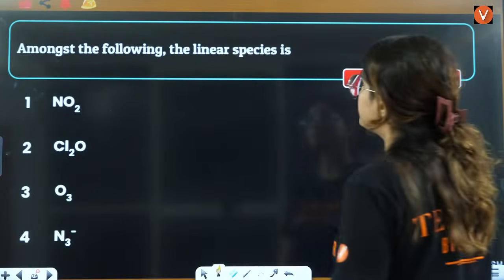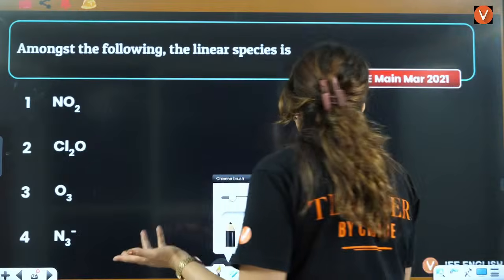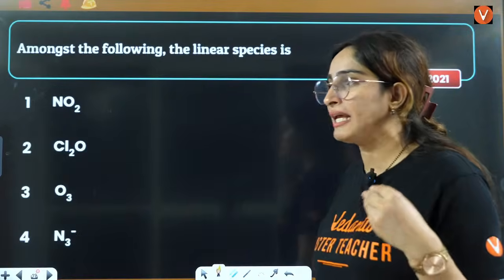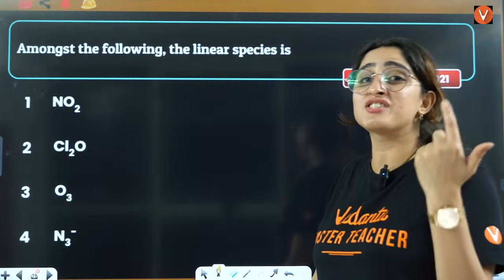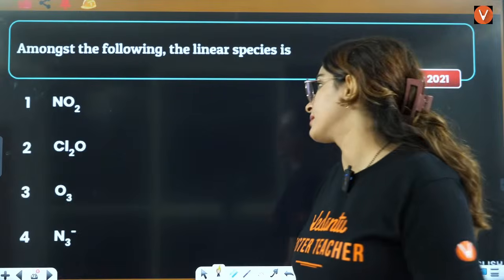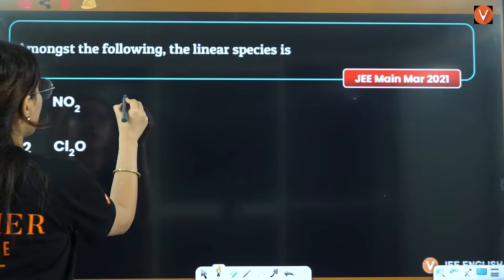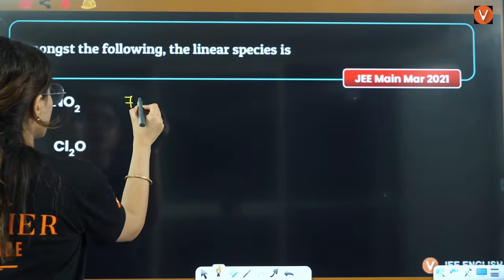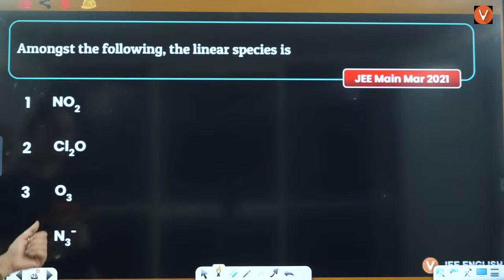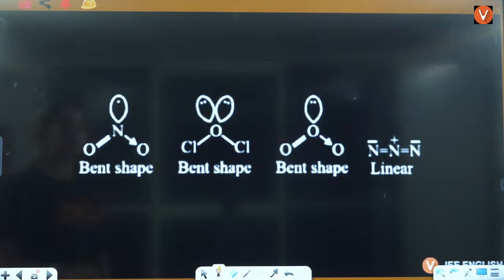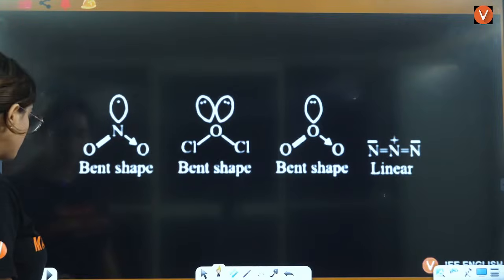Then if you see this one, amongst the following, the linear species: here you don't even need to calculate the lone pairs and all. You just need to calculate the steric number. The one which has 2 will be your answer. N3 negative is actually linear, so you can just directly tell N3 negative is linear. But still, if you want to calculate, you can calculate it from the shapes as well.